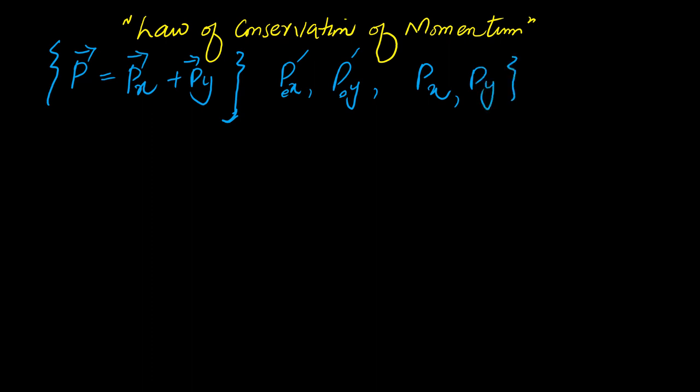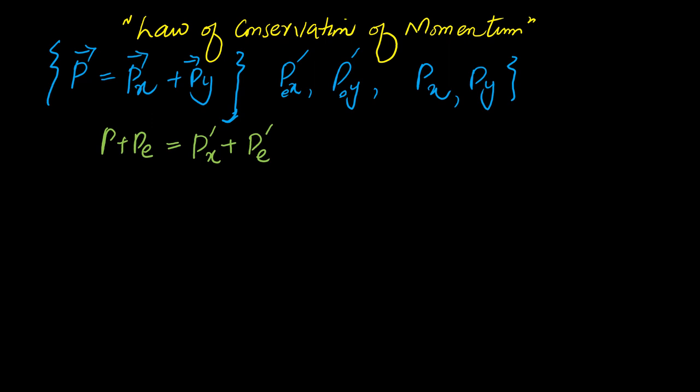So now, dear student, according to the law of conservation of momentum, along the x-axis the initial momentum of the photon plus the initial momentum of the electron will be equal to the momentum of the photon along the x-axis plus the momentum of the electron along the x-axis. So this is basically the momentum of the photon and electron along the x-axis.